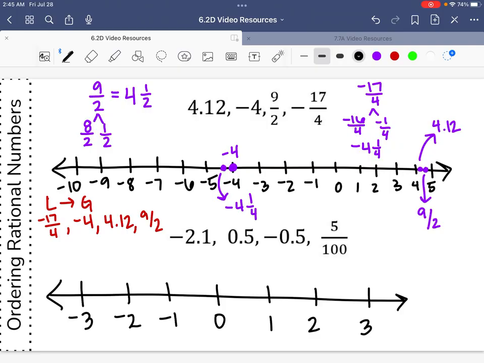It's more negative than -2, so it will fall in between -2 and -3, but it will be very close to -2. And then I have 5 tenths, which falls between 0 and 1, and it's right in the middle because it is 1 half. And then negative 5/10. So again, that will fall between 0 and negative 1. So it's almost in the exact same place as 5/10, just on the other side of 0.